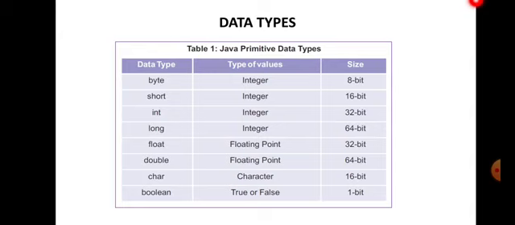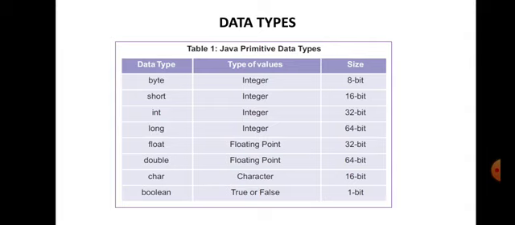That is, a primitive data type will have only a single value. Let us see what is a non-primitive data type. Non-primitive data types can have more than one value. What are they? They are strings and arrays. Now in your textbook we have only the Java primitive data types. Let us see what it is. Data type is byte, type of value is integer, size is 8-bit. For short it is integer, 16-bit. For int it is integer, 32 bits, long integer 64 bits, float floating point 32 bits, double floating point 64 bits, char character 16 bits, boolean true or false 1 bit.